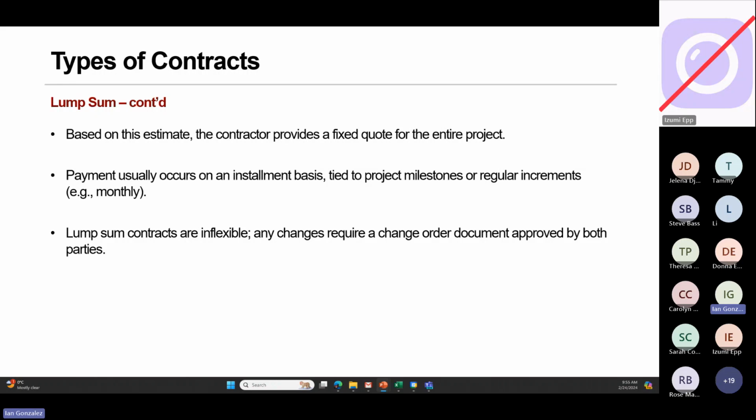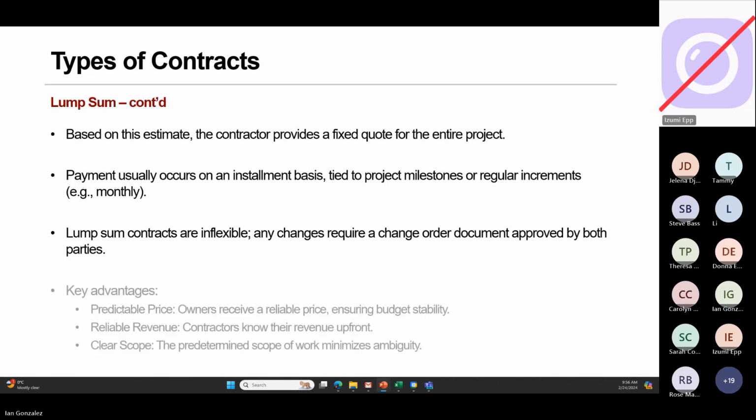It doesn't change. Okay, so lump sum contracts are inflexible, and any change requires a change order, a document approved by both parties, and it is usually very expensive to change because a lot of work has gone into the estimation for that lump sum number. So if the scope suddenly changes, you can't expect the contractor to give you the same discounts or economies of scale, because you changed the relationship when you changed the scope.